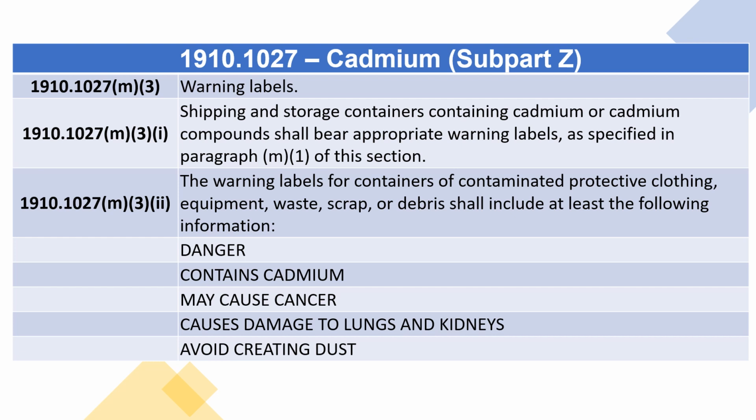1910.1027 M3 2. The warning labels for containers of contaminated protective clothing, equipment, waste, scrap, or debris shall include at least the following information: Danger. Contains cadmium. May cause cancer. Causes damage to lungs and kidneys. Avoid creating dust.